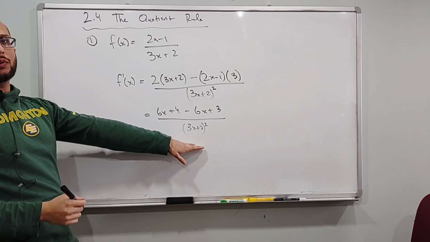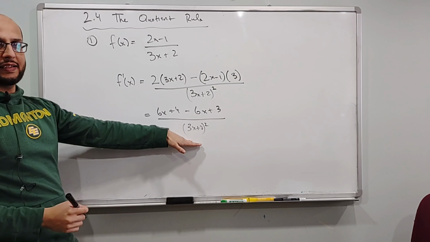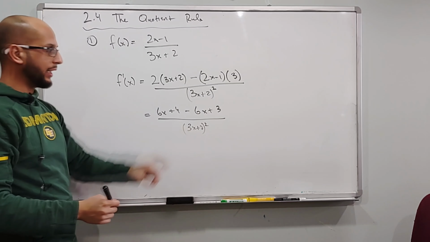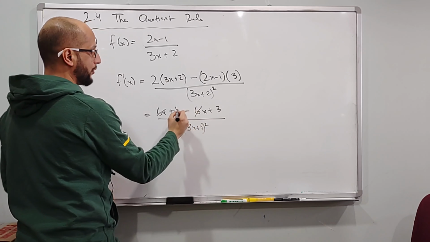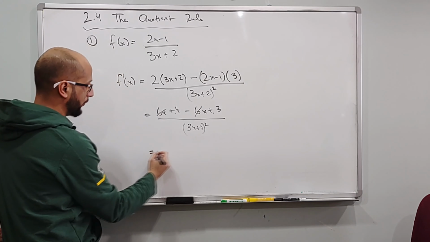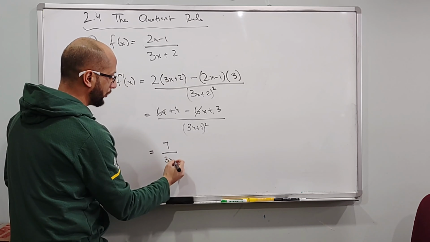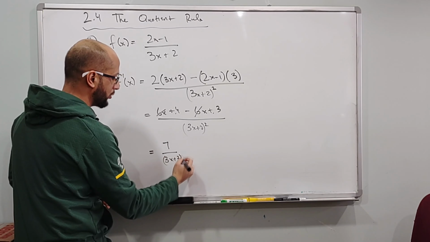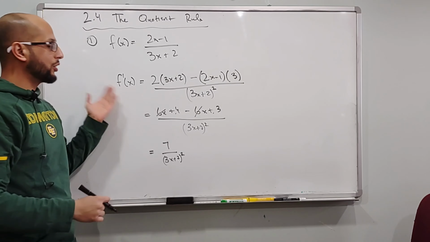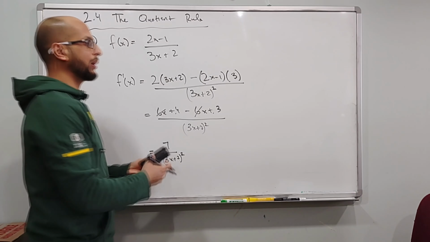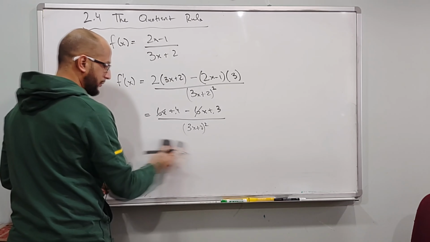And for the most part, I would not expand the denominator, leave it in its squared form, because sometimes you'll be able to cancel out, sometimes you will not. Now we have 6x minus 6x, 4 plus 3 is 7. So the answer would be 7 over 3x plus 2 squared. And that would be the simplified form of your derivative. Let's do one more example. Let's make it a bit more complex.